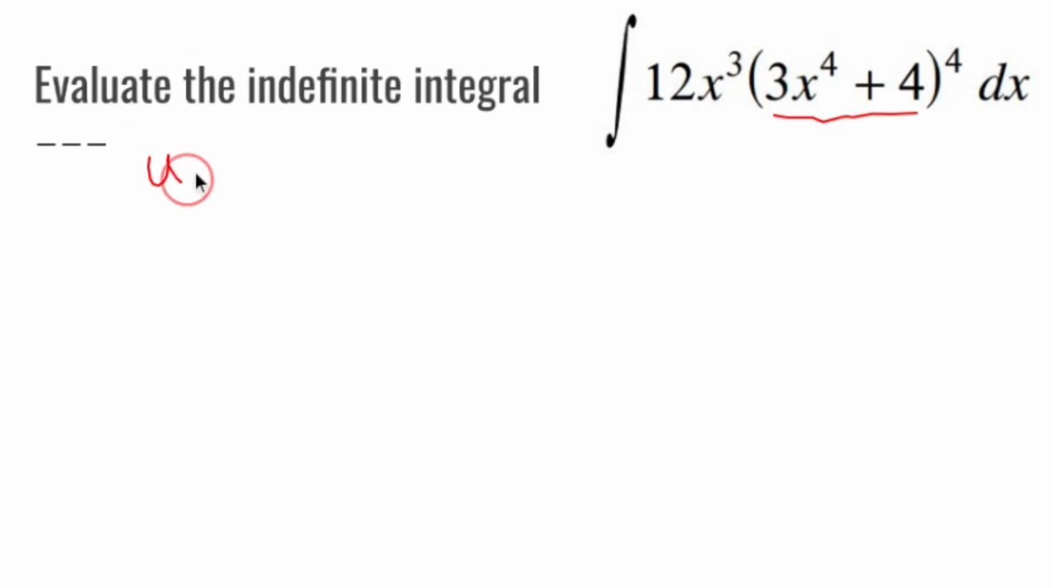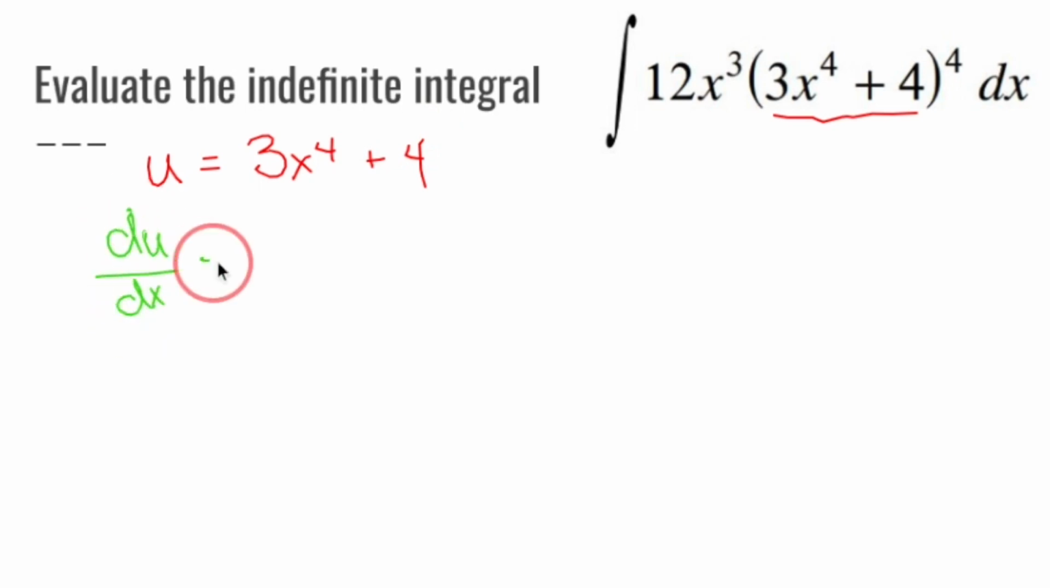So what I'm going to do is I'm going to let u equal 3x to the fourth plus 4. Okay, I take the derivative of that. du dx means the derivative of u with respect to x. 4 times 3 is 12. 4 drops down to a 3, and this 4 goes away. Now what I need to do is I need to solve for dx.